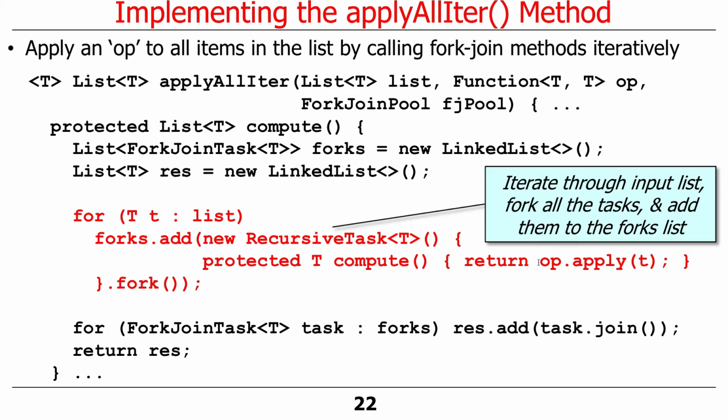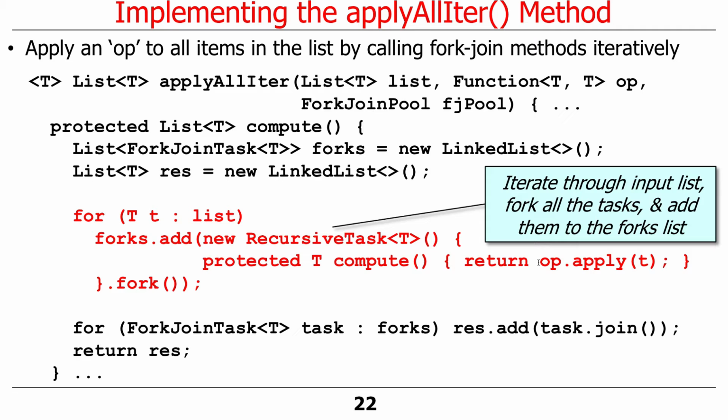And all of those things have been forked now. So when this loop is done, we will have forked off n fork join tasks, where n is the number of items in the list, and each of those fork join tasks will now be queued, waiting to be processed by the thread or threads running in the worker thread pool, which is what the fork join pool provides.